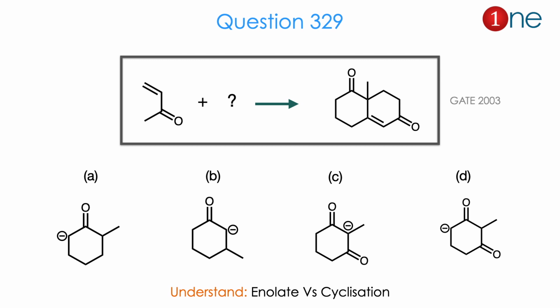In the first one, the enolate is formed at the 6th position, in B it's the 2nd position, C is also the 2nd position, it is a diketone, and D is also a diketone, with the anion at the 6th position. Basically 4 different anions will attack the conjugated ketone there. So from the question of 4 different enolates and an alpha beta unsaturated ketone, you might realize the question is really about enolate versus cyclization. The answer is D.